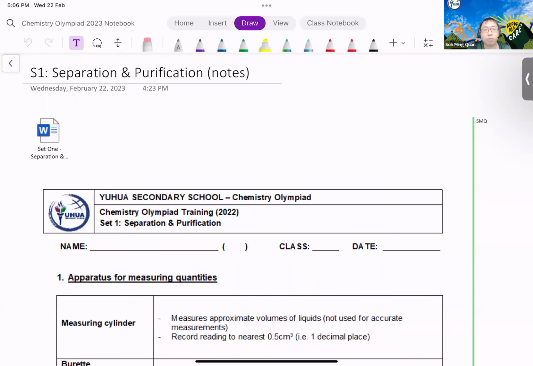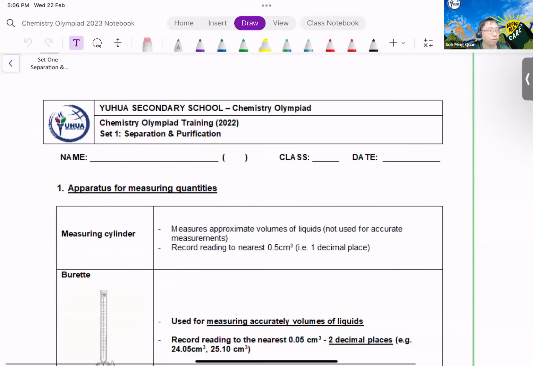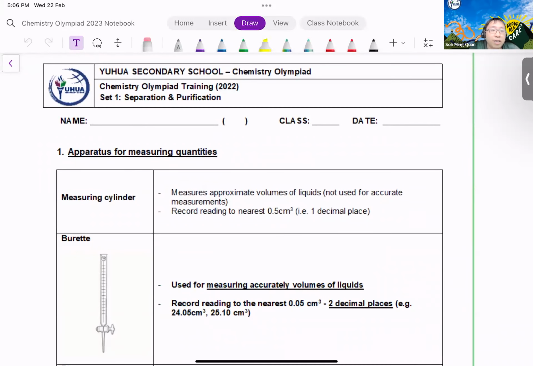So for the first training, we'll be doing separation and purification. This topic really is all about selecting apparatus, planning how you would separate a mixture depending on what the mixture is. So we will go through the different types of apparatus. We will go through how do you collect gases, how do you dry gases, which should hopefully be a revision of Sec 3 work for all of you here.